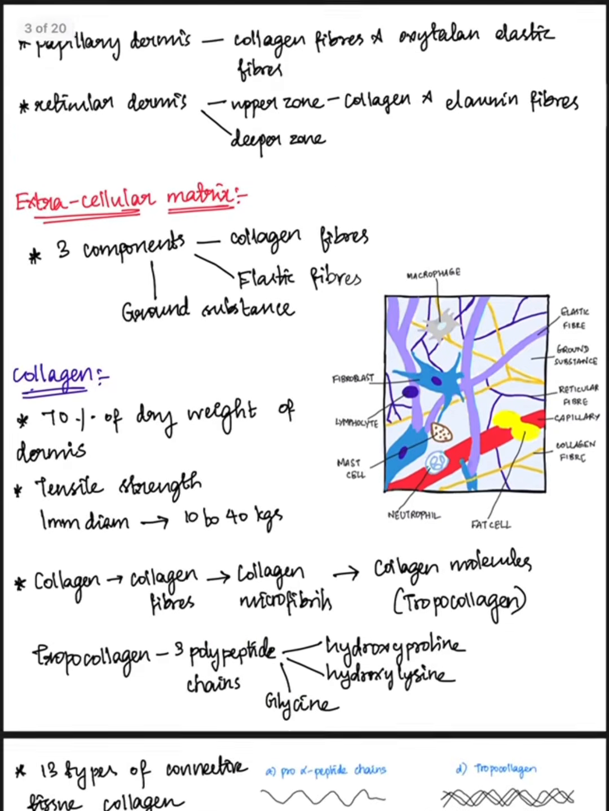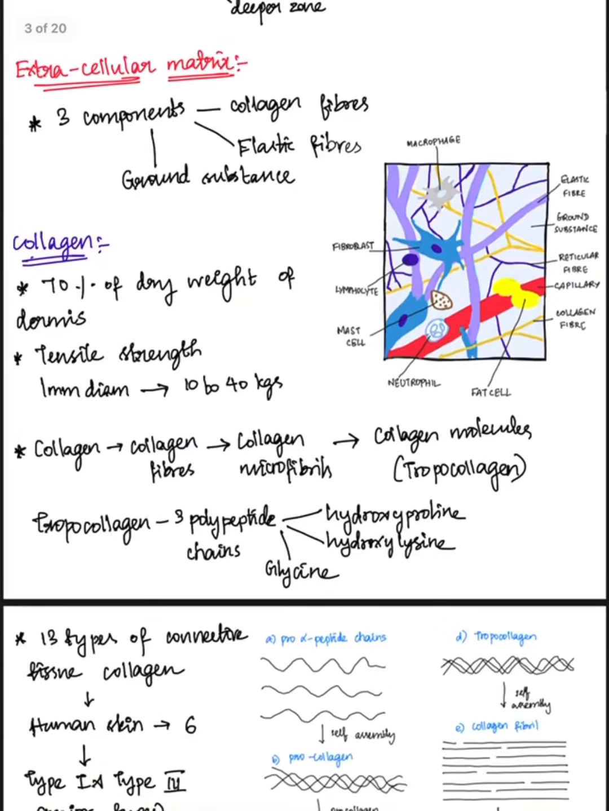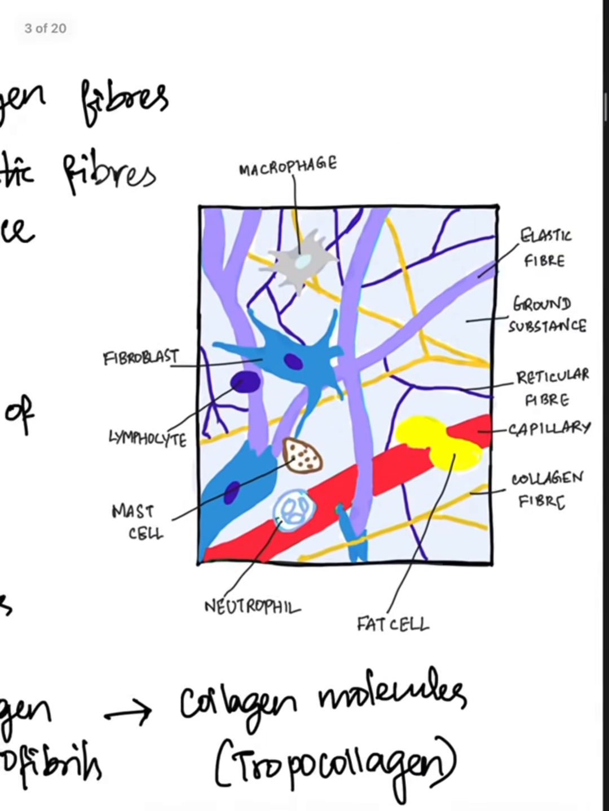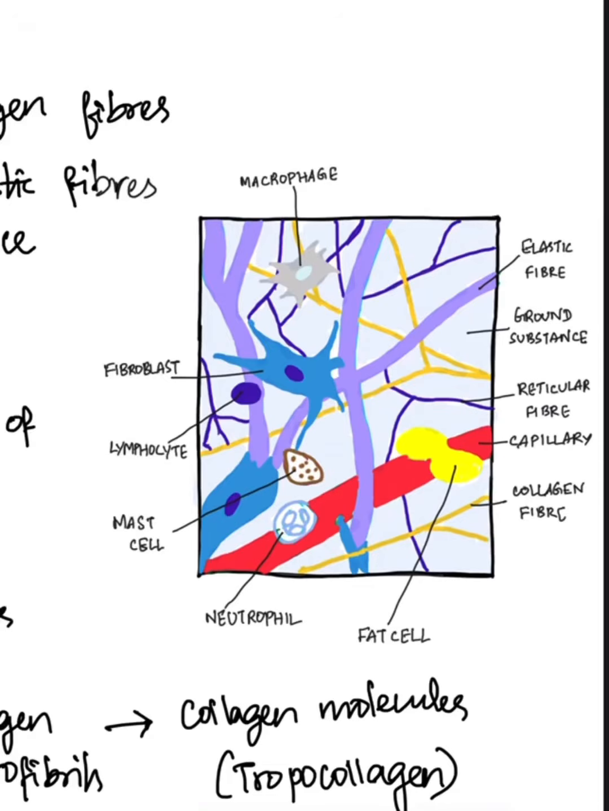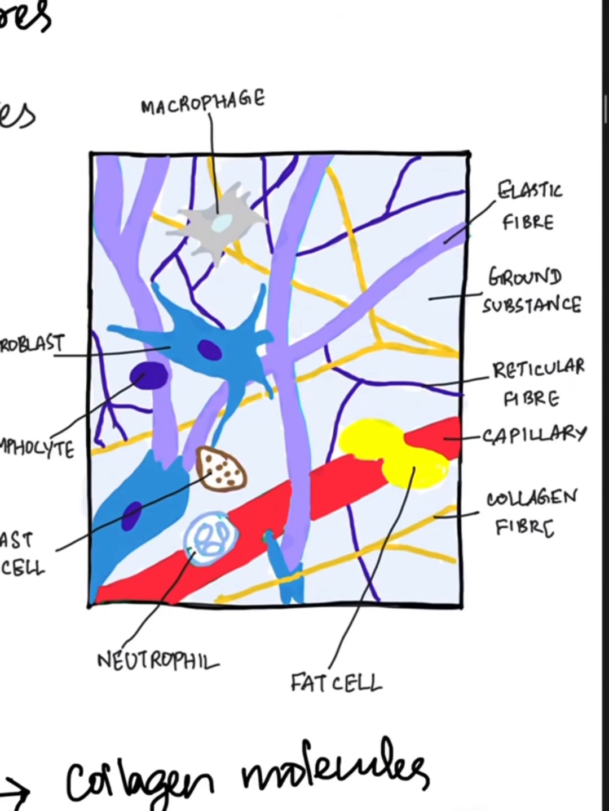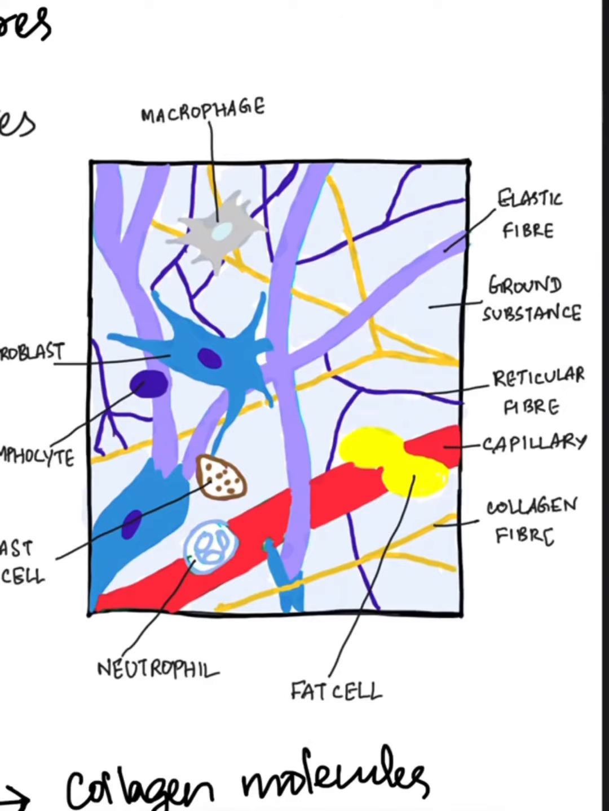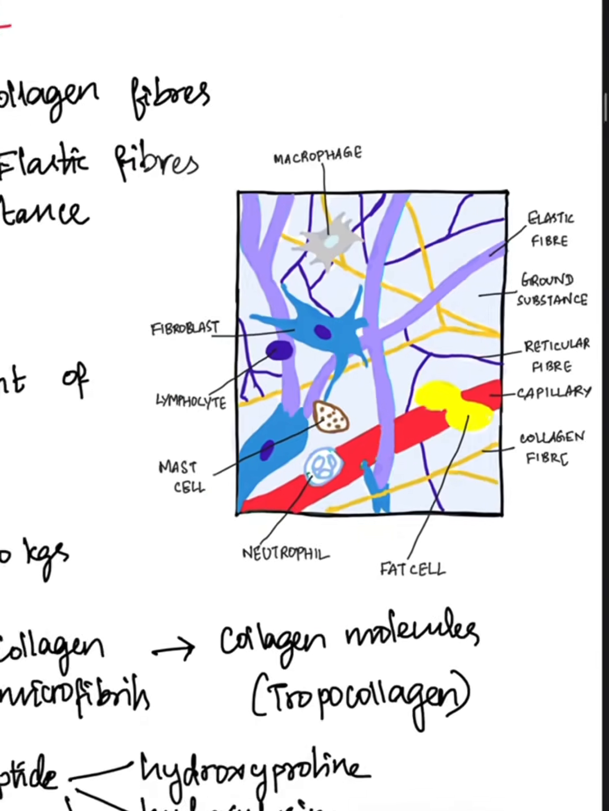So this extracellular matrix is mainly composed of three components: collagen, elastic fibers, and ground substance. In this diagram you can see the fibroblasts, lymphocytes, and this is the collagen fiber. You can see the elastic fibers, and between them is the ground substance.